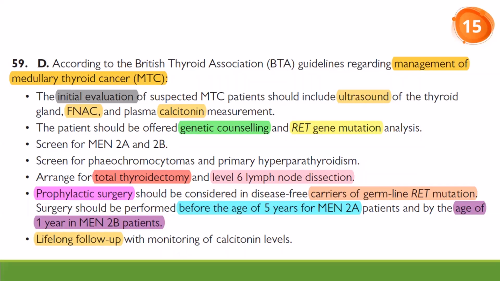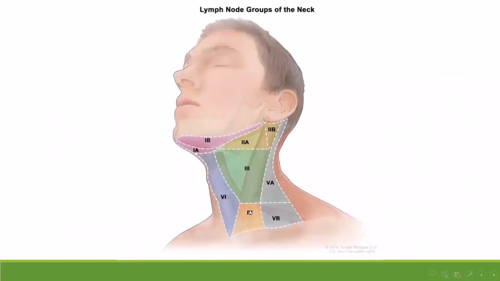Lifelong follow-up. And actually, level 6 lymph node dissection is important. But in a case of papillary thyroid carcinoma with lymph node involvement, we will go to level 5. So in a case of medullary thyroid carcinoma, we will go to level 6 lymph node dissection only.